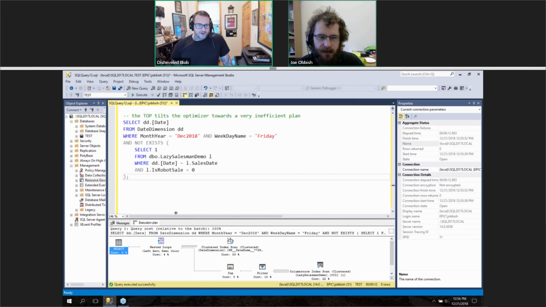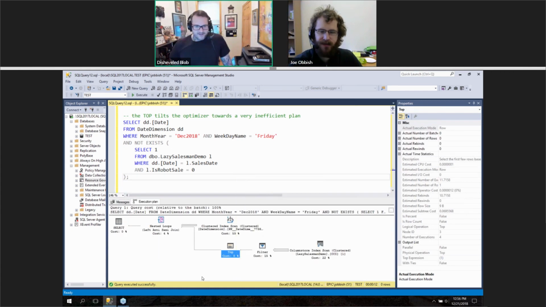Little red markers. So there's this top operator here. I didn't ask for a top. The optimizer added one. This top is really unfortunate. This is a left anti-semi join, so the inner side would quit early anyway when it finds the first row.